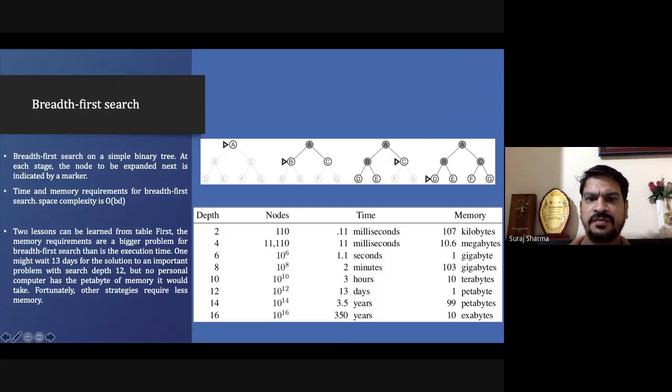So when from A we go to B and C, we'll go first to B and find out whether B is the goal or not. If not, we'll go to C, and check whether C is the goal or not.